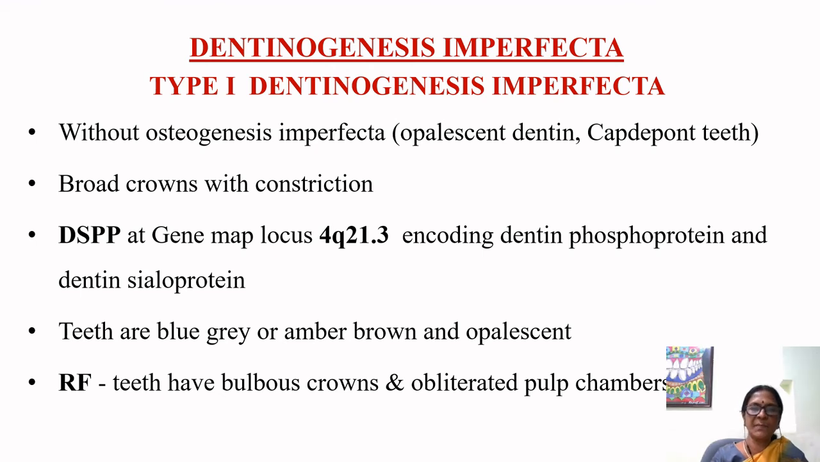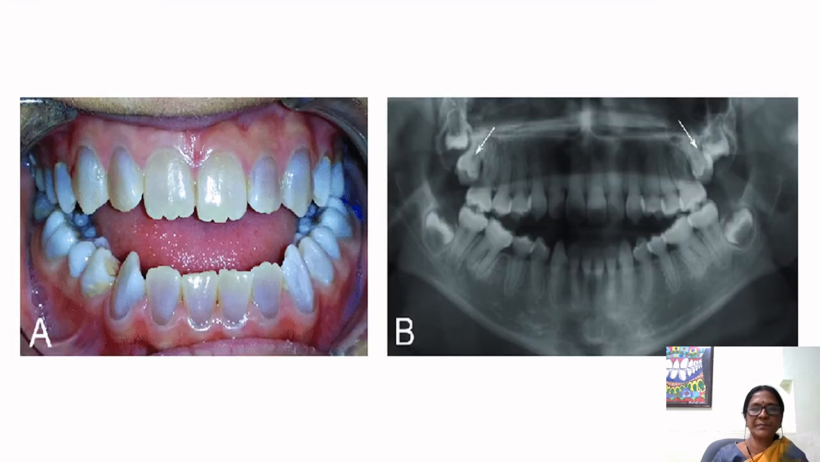Type 1 dentinogenesis imperfecta, without osteogenesis imperfecta: broad crowns with cervical constriction. The DSPP gene at map locus 4q21.3, encoding dentin phosphoprotein and dentin sialoprotein, is mutated. Teeth are blue-gray or amber brown and opalescent. Opalescent teeth.